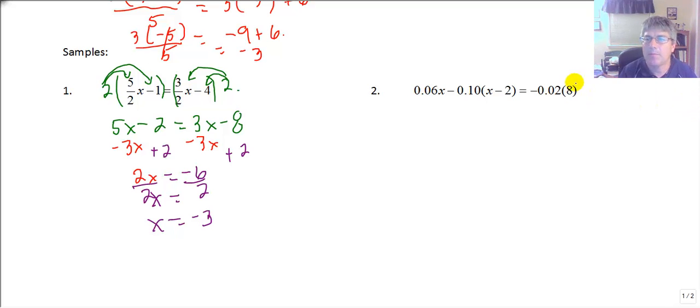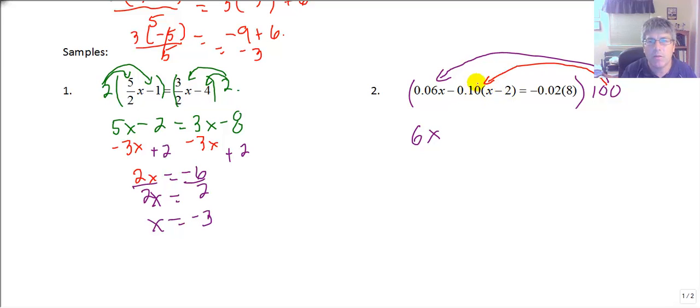The next sample problem has decimals in it, a little more challenging. Sometimes the temptation is to go ahead and multiply 2/100 times 8 or distribute the 1/10. But because we have decimals, we can multiply every single term by 100, since we're out to the 100th place. So the 6/100 x times 100 will become 6x. And the 100 times 1/10 times x minus 2.